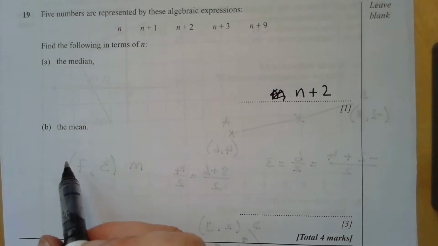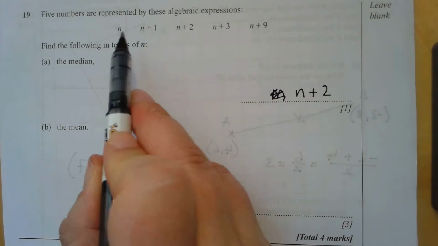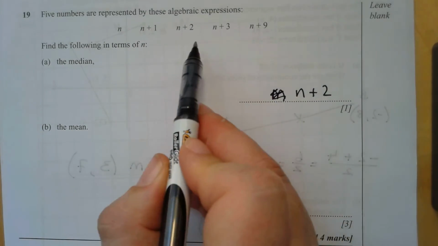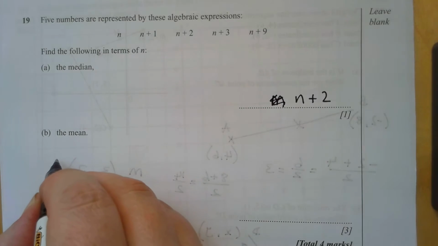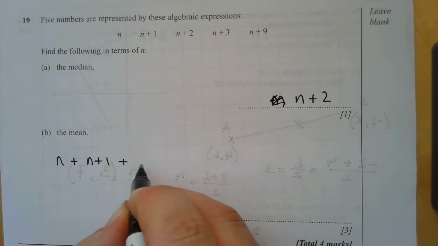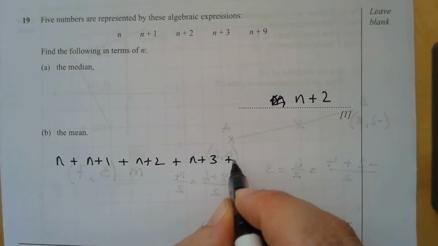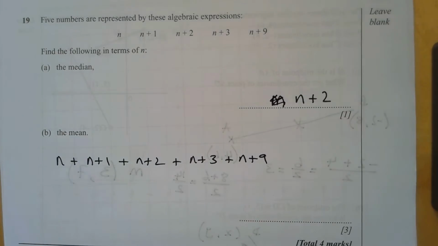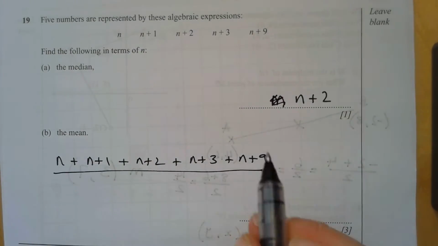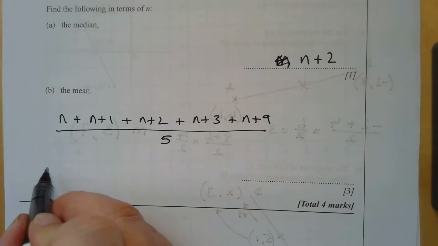What's the mean? What do we do with the mean? Well, we have to add up all of our terms, and then we divide by the total number of terms. So we add all of our terms: n plus 1, plus n plus 2, plus n plus 3, plus, you've guessed it, n plus 9. And we're going to divide all of that by 1, 2, 3, 4, 5 terms. Now we need to simplify.